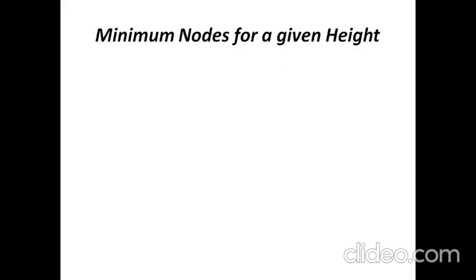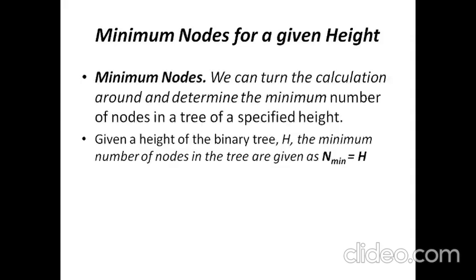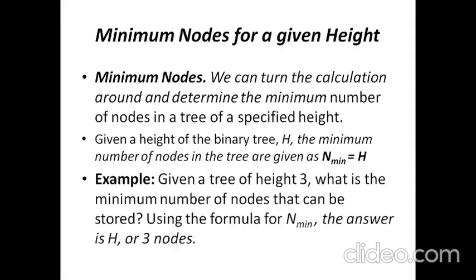The next formula we are going to look at is minimum nodes for a given height. So earlier we calculated the minimum height for a given number of nodes. We are now going to reverse the process. Minimum nodes for a given height, we can calculate it just like this. So n min equal to height itself. It's just a reverse of the formula. So we can calculate the minimum nodes for a given height as n min equal to height itself.